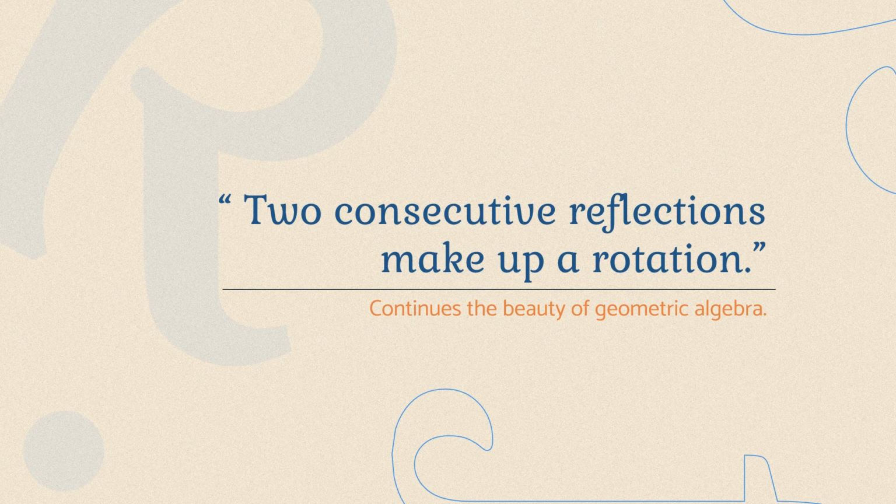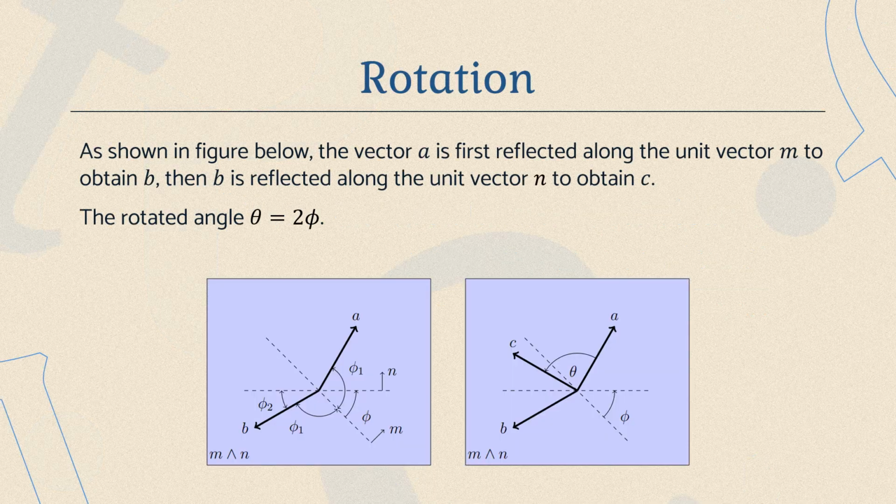And as we all know, two consecutive reflections make up a rotation. As seen in the figure below, the vector A is first reflected along the unit vector m to obtain the vector B, in the figure on the left. And then B is reflected along the unit vector n to obtain C, seen in the figure on the right. The total rotated angle from A to C is theta, which equals 2 phi, where phi is the angle between m and n.